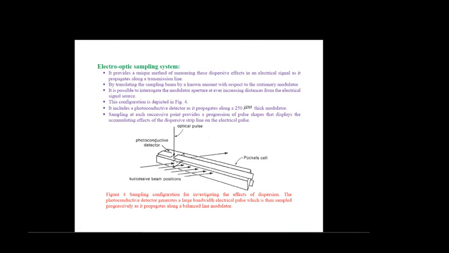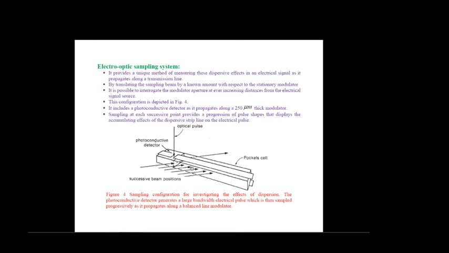Sampling at each successive point provides progressive pulse shapes that display the accumulating effects of the dispersive strip line on the electric pulse. Here you may see the photoconductor detector as it propagates along a 250 micrometer thick modulator, as shown in the figure. Here you see this configuration.